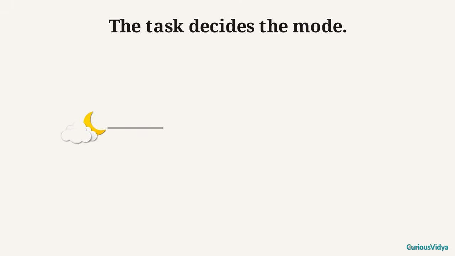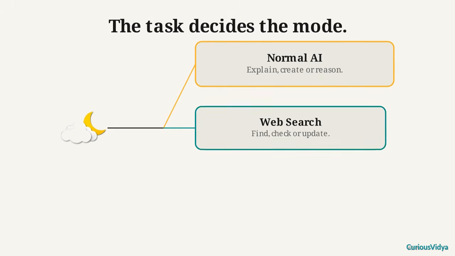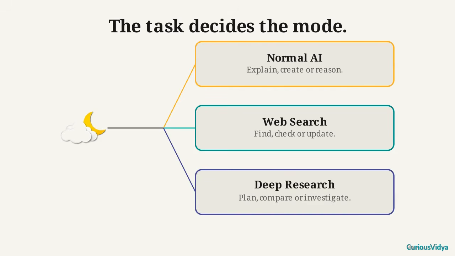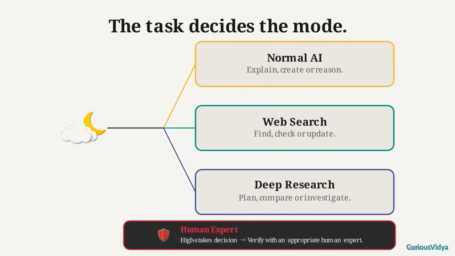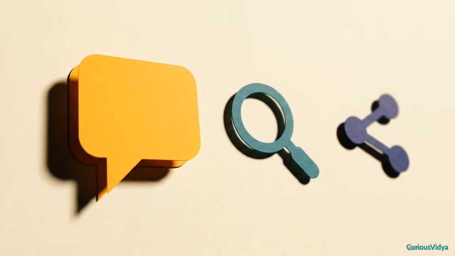Because the topic does not decide the mode, the task does. Explaining a concept triggers normal AI. Finding local weather requires web search. Planning a complex trip initiates deep research. And if that trip involved a high-stakes health or legal decision, you would need to verify your findings with a human expert. Knowing how to pick the right tool saves you time, computational power, and frustration. The rule is simple. Use the lightest AI mode that can answer your question reliably.